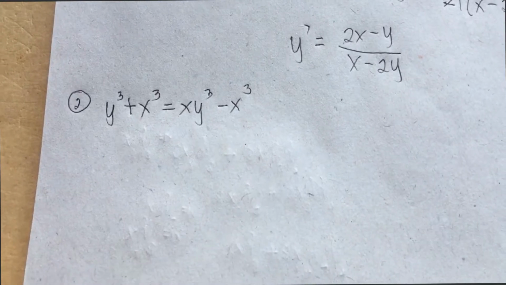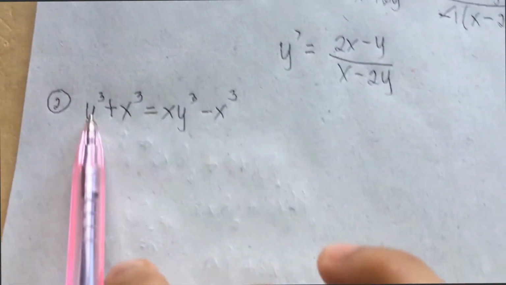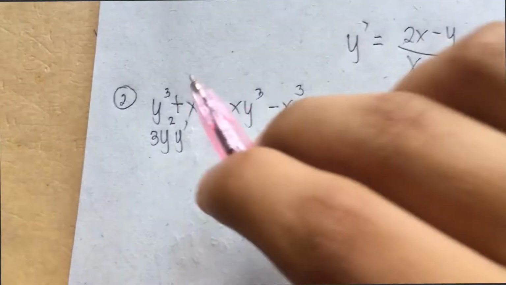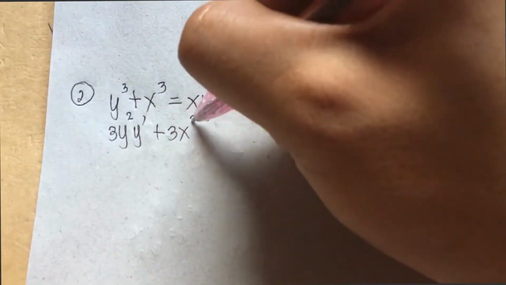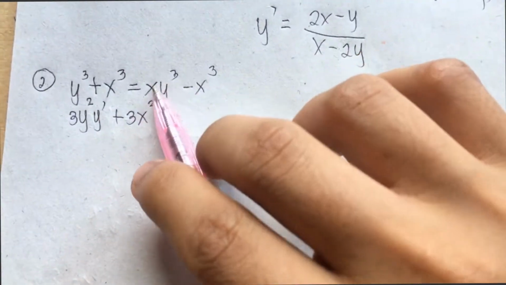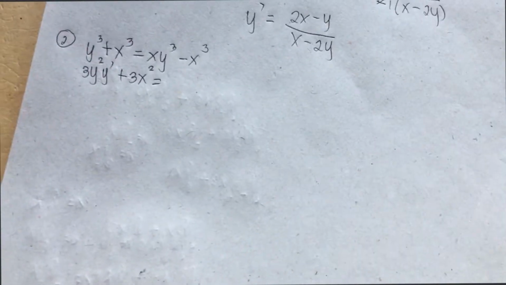We have y cubed plus x cubed is equal to xy cubed minus x cubed. Okay? So, the derivative of y cubed, we have 3y squared. And of course, since y man na siya, do not forget to put y prime. Next, derivative ng x cubed is 3x squared. Equals, sir, paano kunin ito? Okay? If you are willing to get the derivative of this one, you can use product rule. But of course, I have presented to you already the shortcut.